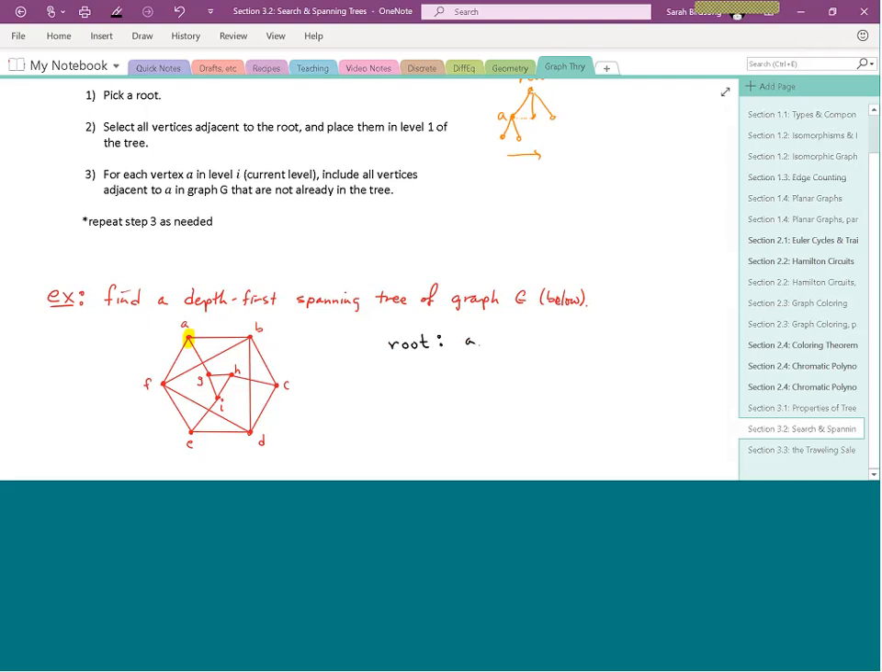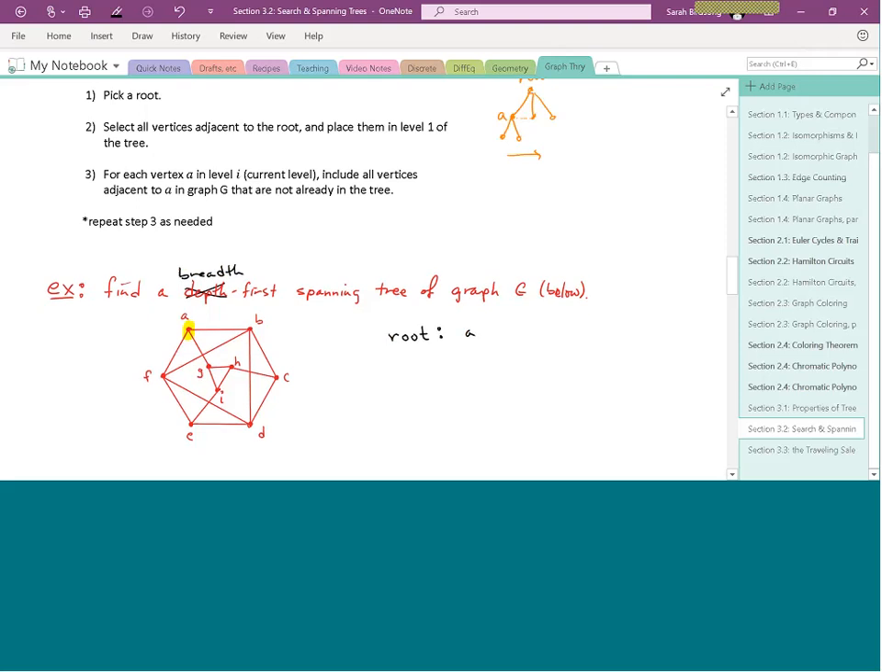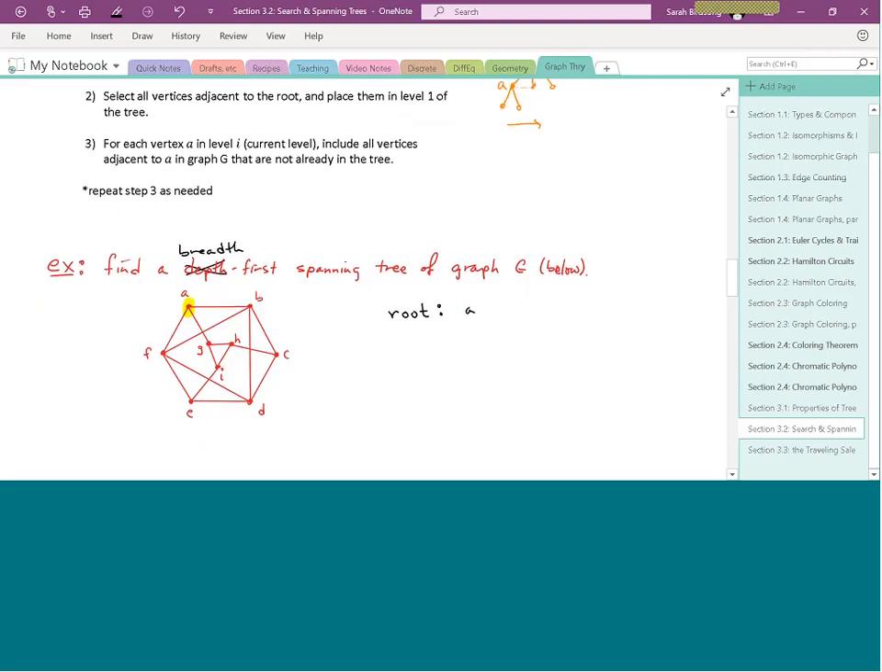Okay. Now, if we want to go ahead and build this, I didn't change out the word here. Breadth first spanning tree. First thing you do with your graph is you pick your root. We did that. So we'll put our root right over here. Next thing we do is we look at all the vertices adjacent to your root. Now, in our particular case, who is adjacent to A?